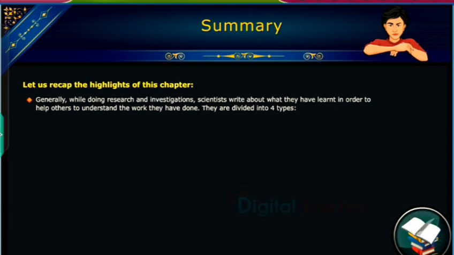Generally, while doing research and investigations, scientists write about what they have learned in order to help others understand the work they have done. They are divided into 4 types: informative writing, narrative writing, expressive writing, persuasive writing.